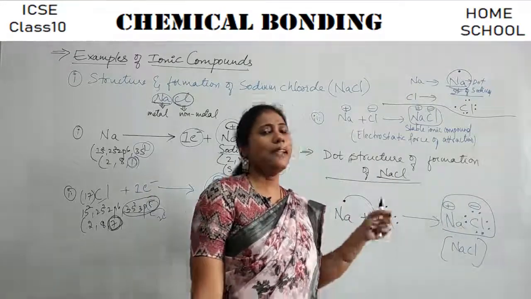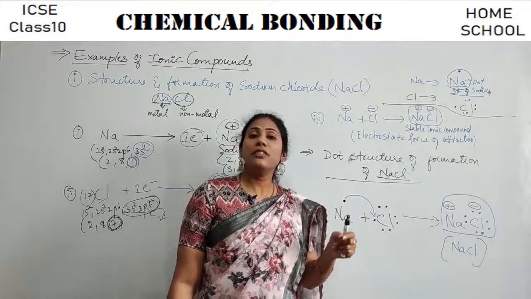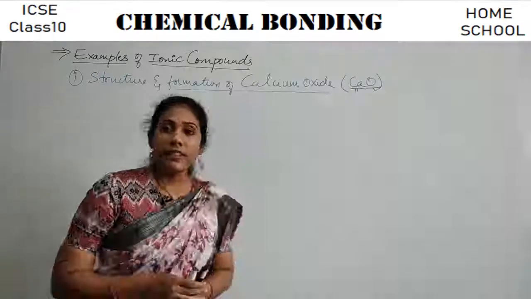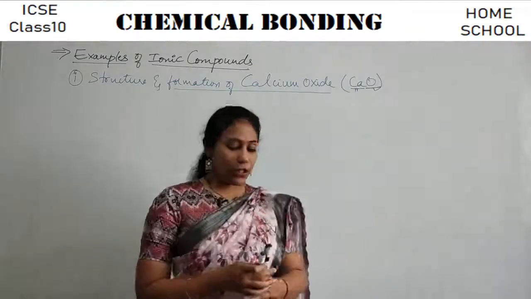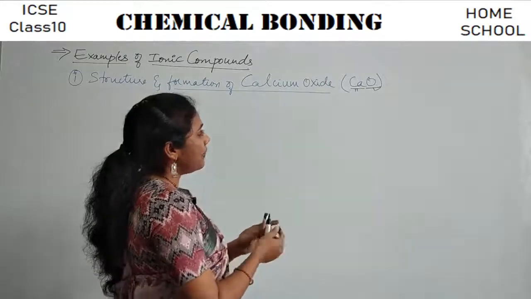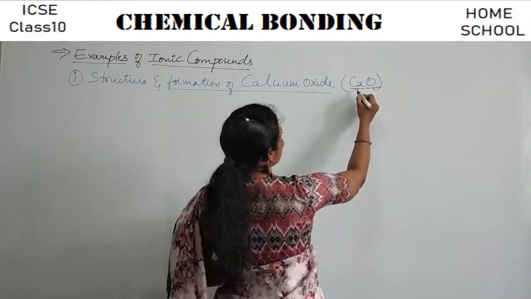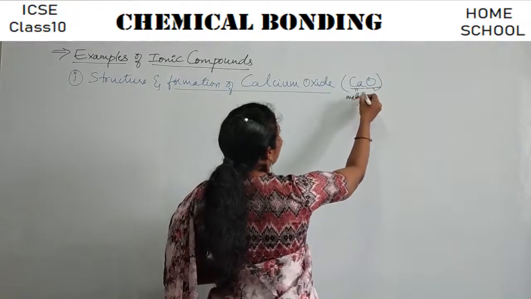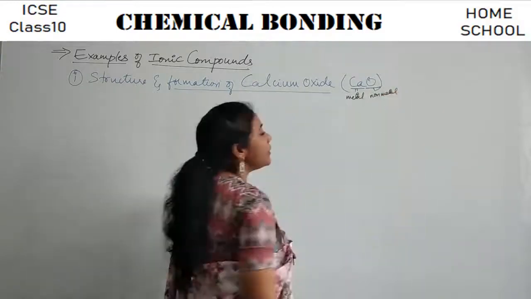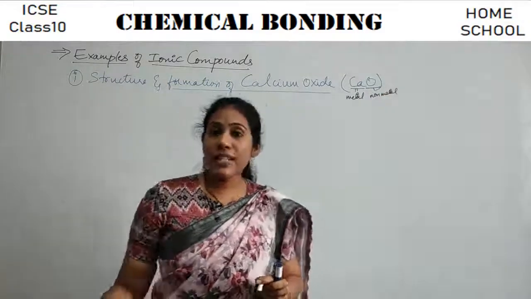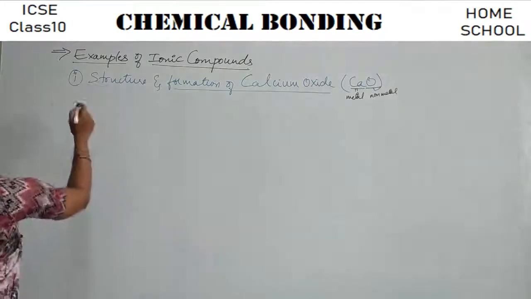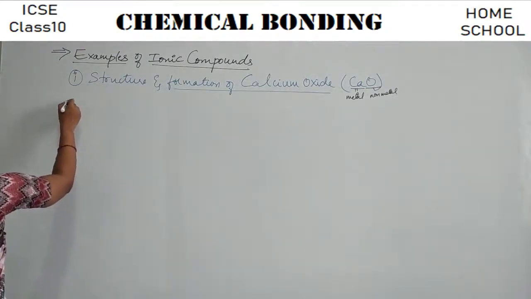In a similar way, let us talk about other examples like calcium oxide and magnesium chloride. Coming to the formation and structure of calcium oxide, that is CaO, among CaO, who is a metal and who is a non-metal? Calcium is a metal and oxygen is a non-metal. So definitely calcium is the one losing electrons and oxygen is the one taking those electrons. Let us see how calcium loses its electrons.